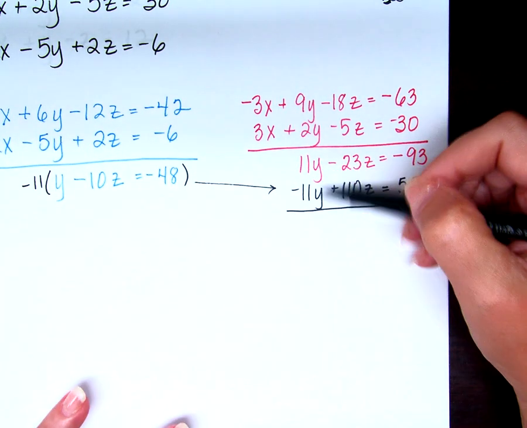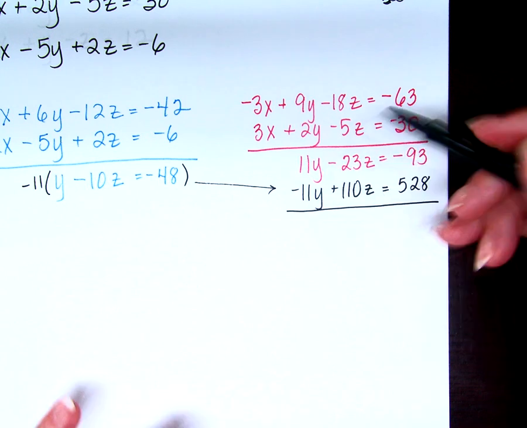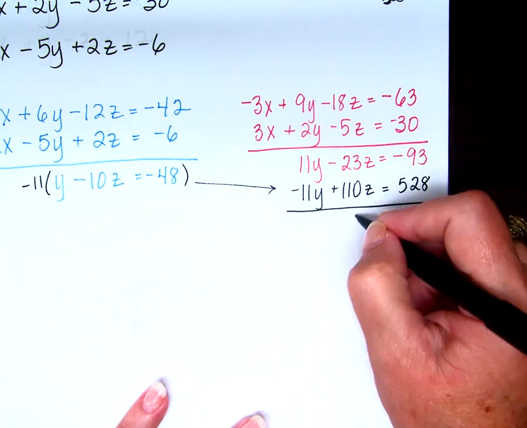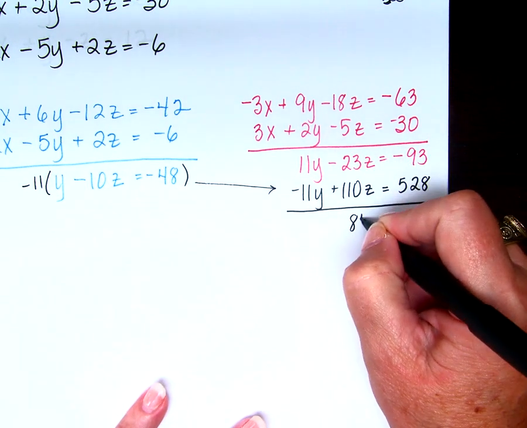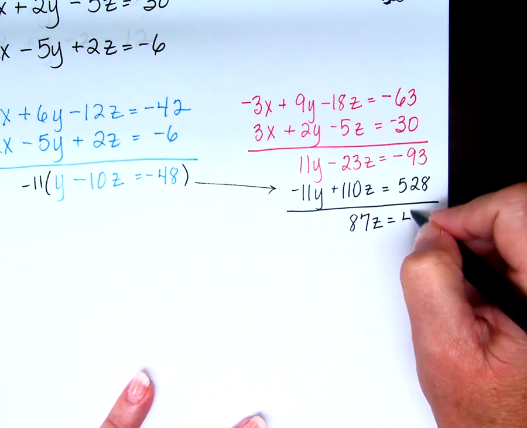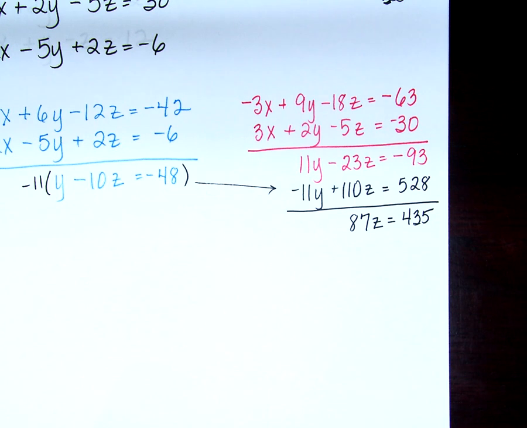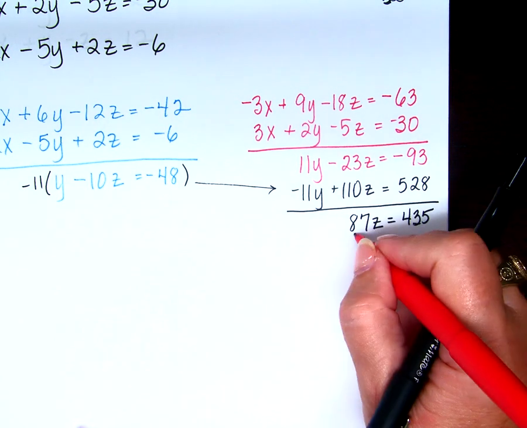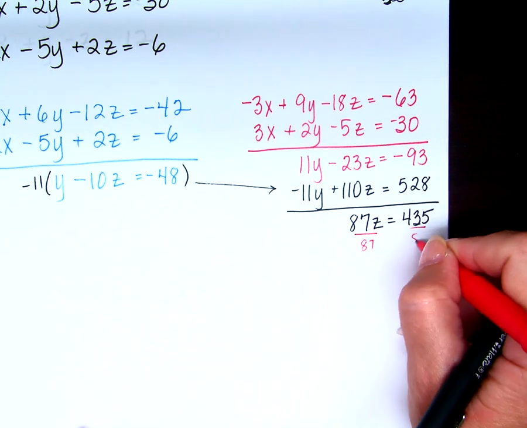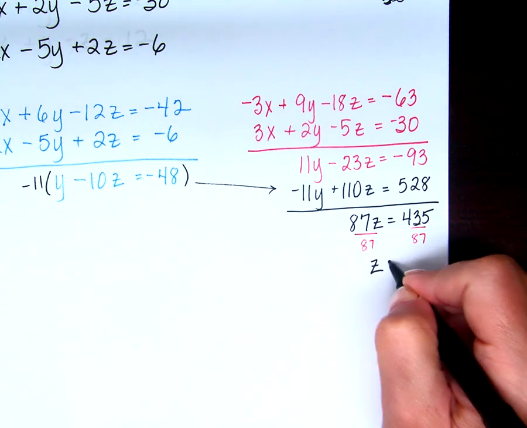Now if I'm combining these two, what happens? They cancel out. Yeah, y goes away, right? It goes to 0. What do I have left here? 97. Oh. Close. Yeah, 87 and 435. So to solve for z, I divide both sides by 87, and z equals 5.